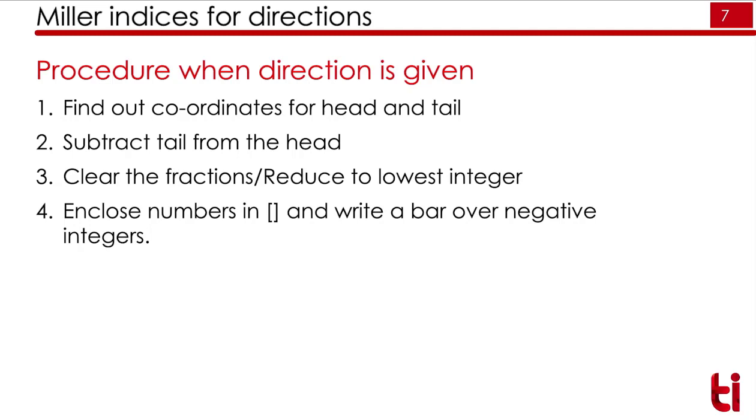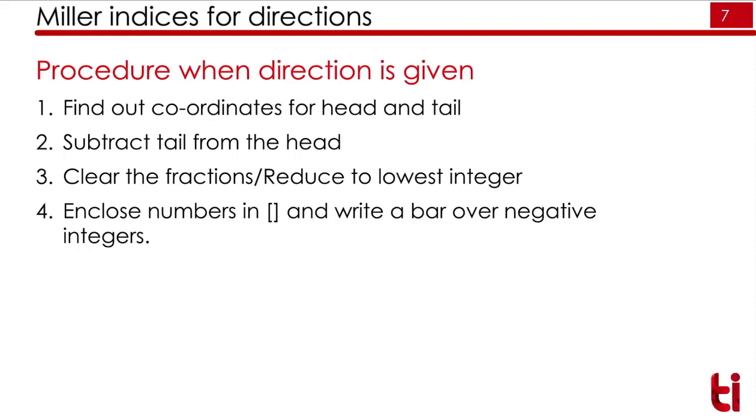Now, how to use the Miller indices to find the direction, or if the Miller indices are given, how to draw or show the direction. There are two cases we will consider here. The first case is when the direction is given. It means that we have a given unit cell. In that unit cell there is a direction or a vector. You have to find the Miller indices for that vector.